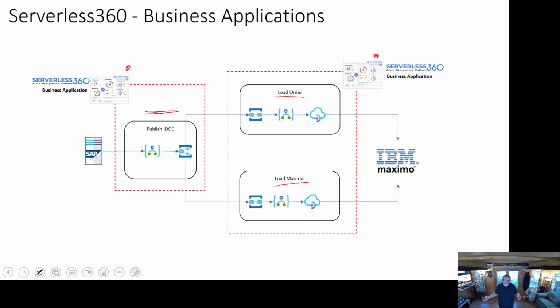Now, I could have had them separate if I wanted to. This is where you make the choices based on what makes the most sense for how you want to manage your solution. So I've basically got a business app that manages interfaces that load data into Maximo, and I can add the queue, the service bus, the APIs that I need, add them to this business app and manage them as a group.